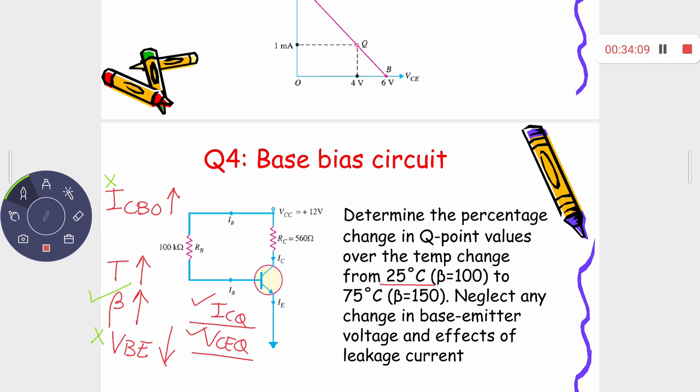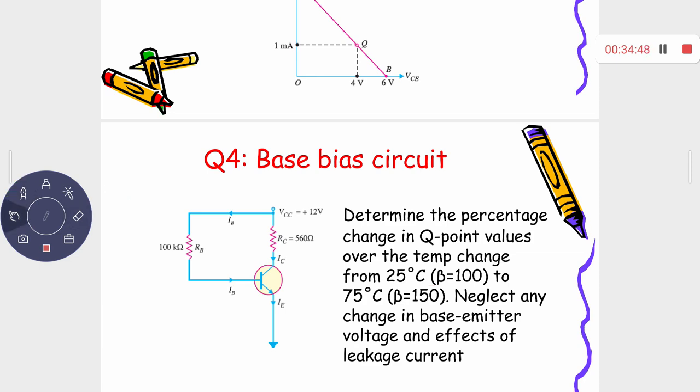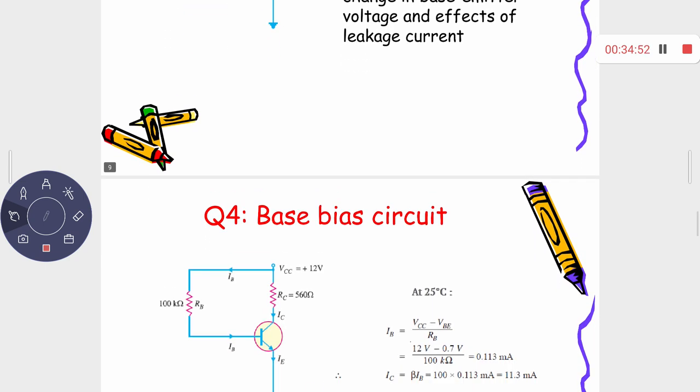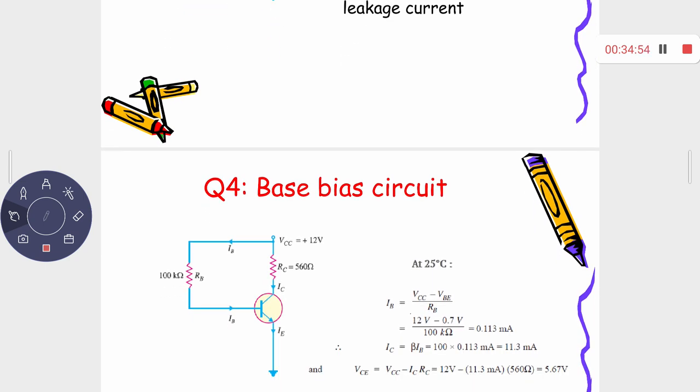With 25 degrees centigrade, what was the IBQ and ICQ and VCEQ? Just tell me the ICQ value and VCEQ value. What is ICQ and what is VCEQ? The base emitter drop is 0.7 volt. You have a 12 volt supply there. 130 microampere. ICQ is how much? 11.3 milliampere, which is 5.67 volt.